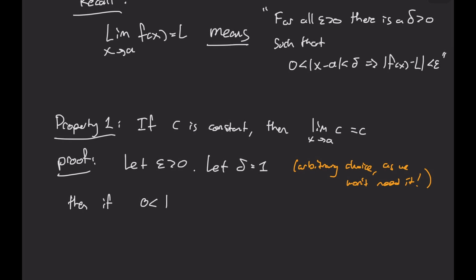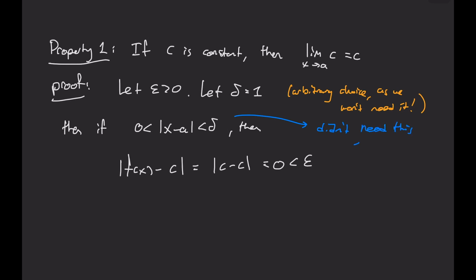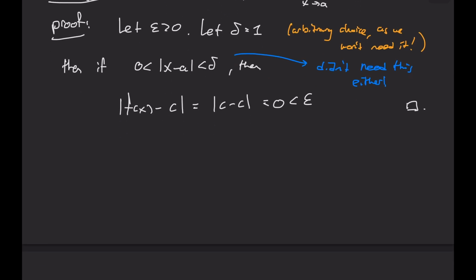Then if x minus a is less than delta in absolute value, then our f of x minus c, well, f is just c, so that's c minus c, which is 0, and that's less than epsilon because we picked epsilon to be larger than 0. So notice that we didn't actually need this condition on x. The delta and x don't matter for this proof.